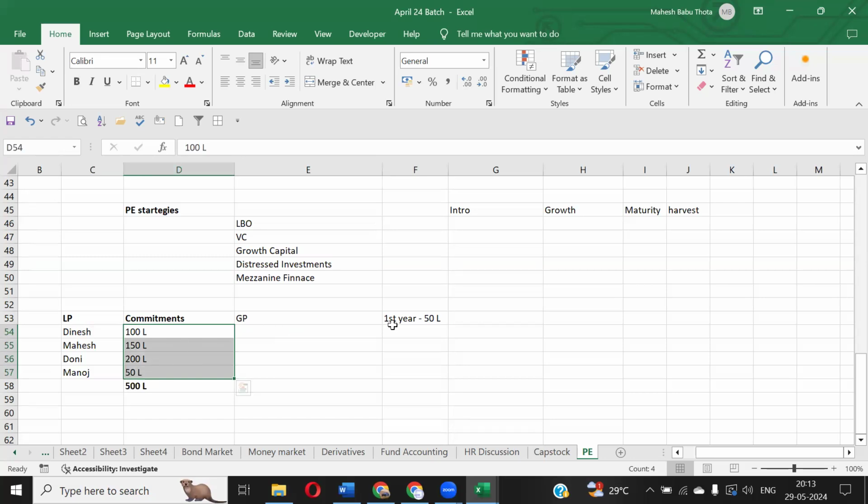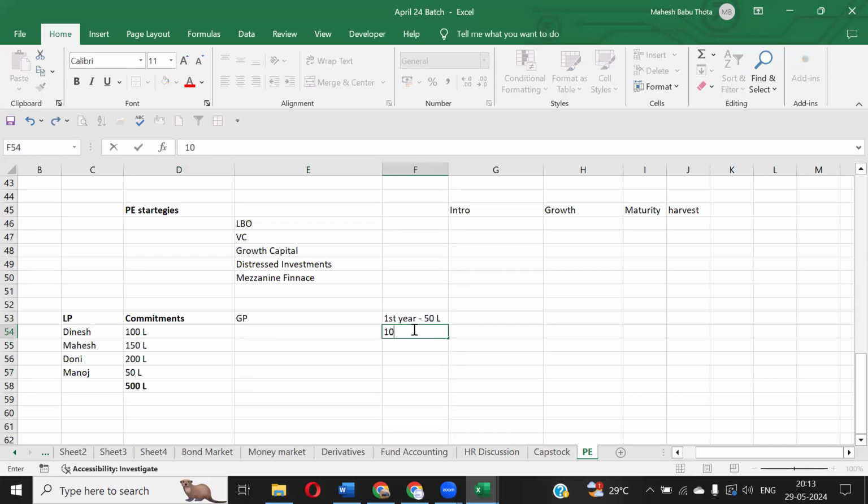Suppose I'm dividing the 50 lakhs like this. From Dinesh, I'll collect 10 lakhs. From Mahesh also 10 lakhs. From Dhoni, I'll collect 20 lakhs. From Manoj, I'll collect 10 lakhs. Totally, I'll have collected 50 lakhs. So while collecting this money, how should I collect? Suppose from day 1, I call them and say, give me 10 lakhs today itself, within a day. You agreed for 100 lakhs, you gave a commitment, now I'm asking 10 lakhs. Can I ask them like that?